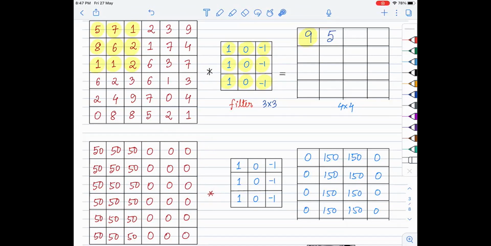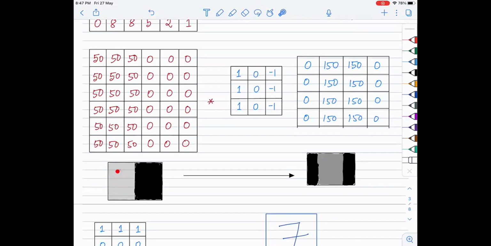Sandhya is saying 1. Shant is saying the right half image looks black. The right half is black. What about the left half? That's a correct observation. The right half is completely 0, so it's completely black. What about the left half? 50. 50 is like gray. So half of the image should be gray and half of the image should be black. This is what the image should look like.